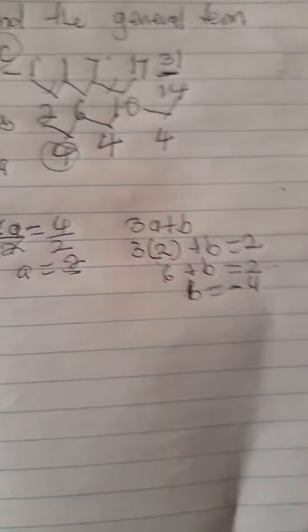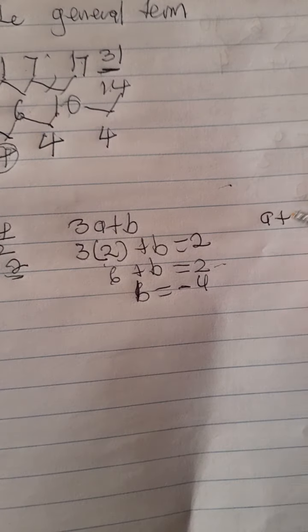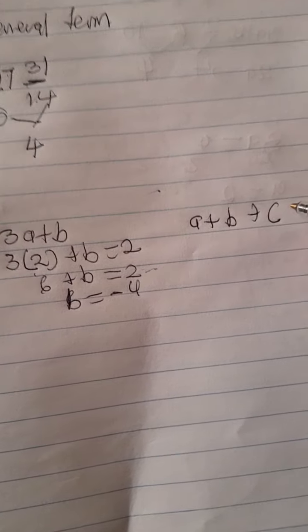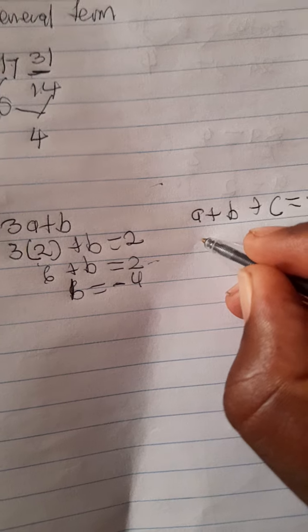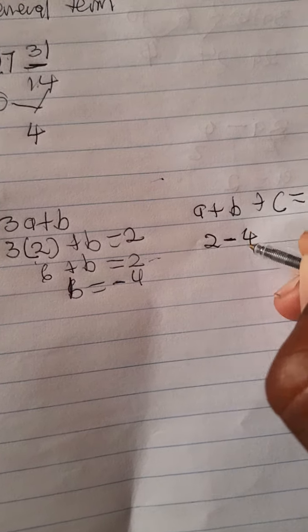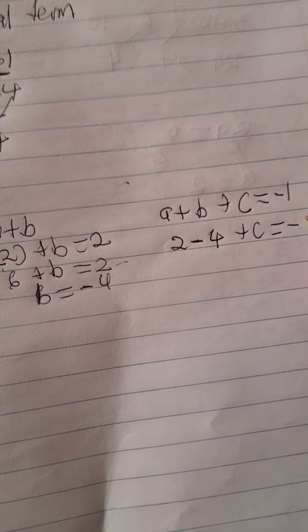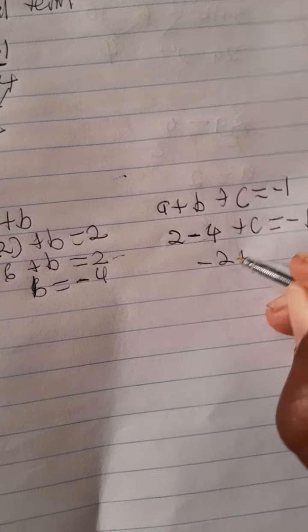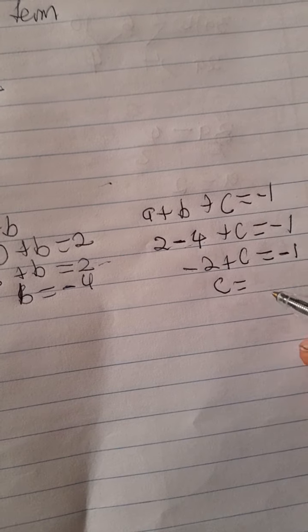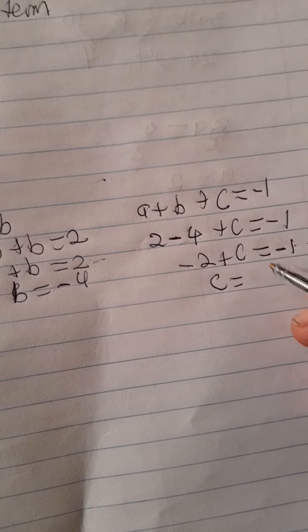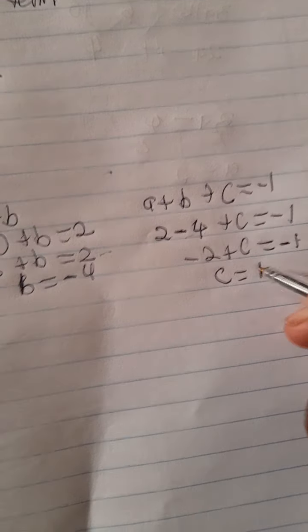Then let's work out the first term. We are given the expression a plus b plus c, and we are looking for c now. a plus b plus c is equated to -1. Where there is a, we place 2, and where there is b, we place -4, plus c equals -1. 2 minus 4 is -2, plus c equals -1. If you take -2 to the other side, it's -1 plus 2, which is +1. So c equals 1. We are done.